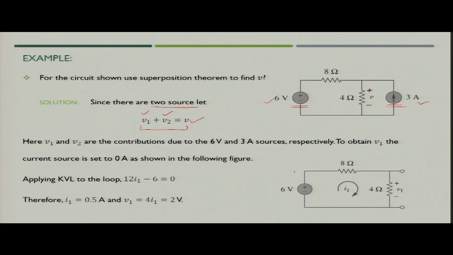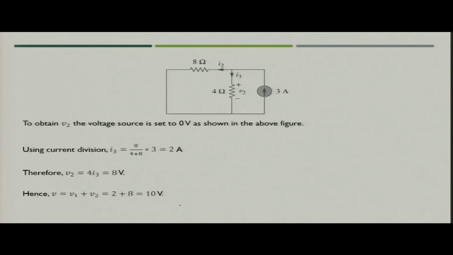So, the updated circuit which you will see here would be like this, where you will have 6 volt and then you need to find out the value of voltage across the 4 ohm resistor. So, this will be a simpler circuit. You have to just apply Kirchhoff's voltage law and find out the value of voltage V1, which comes out to be 2 volt in this case.